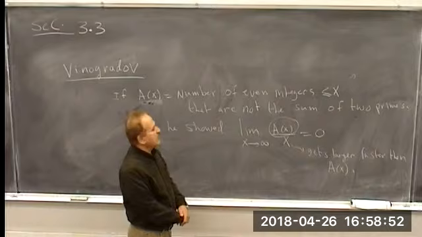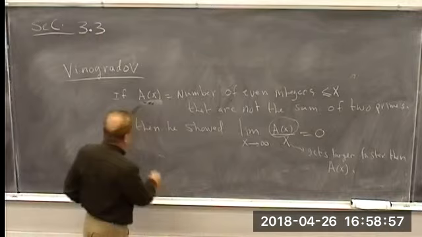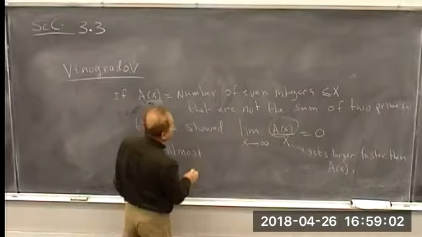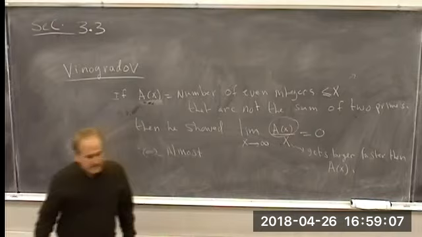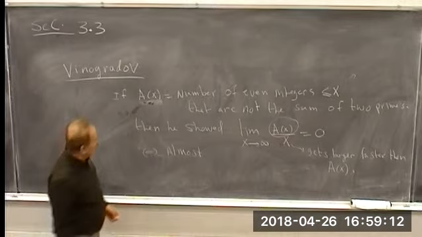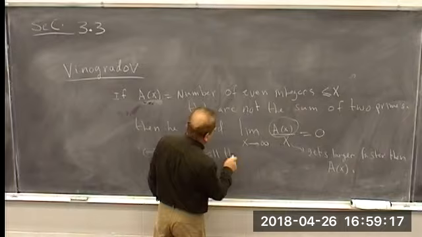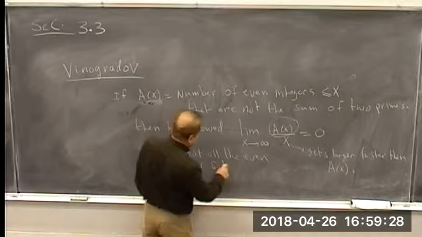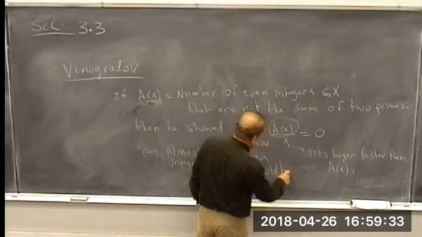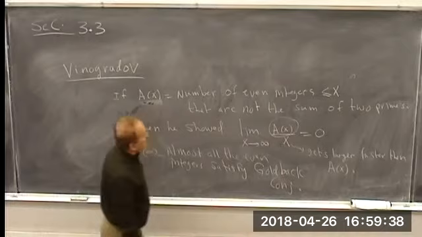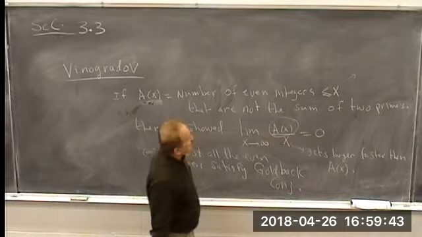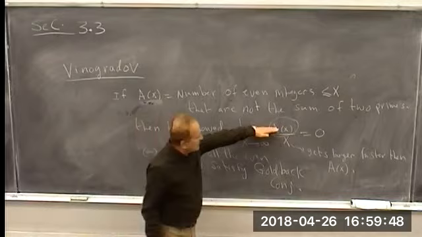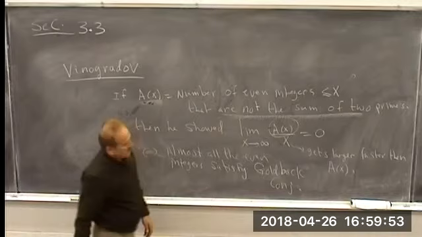It's very, very small, which means this is equivalent to saying that for large values of n, almost all even integers satisfy the Goldbach conjecture. Okay, so that's what it means. In other words, compared with the numbers, this is negligible, basically. This is very, very small, the ones that do not satisfy it, okay? So that's an interpretation of this limit.